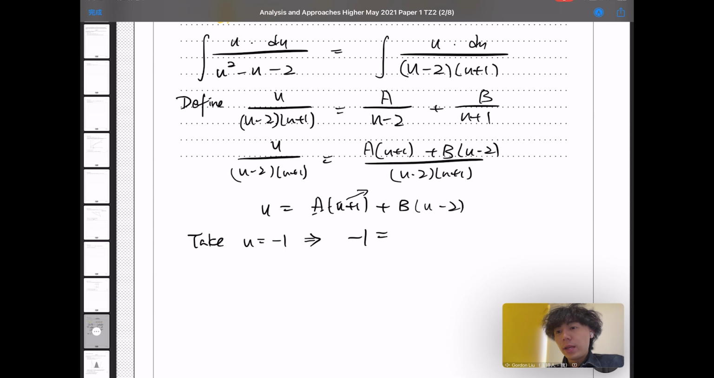The right side will be, this one is 0, right? And then this one will be -3. So we know that B is actually 1/3. Similarly, we take U to be 2. If you take U to be 2, this guy will go 0. You can imagine that.